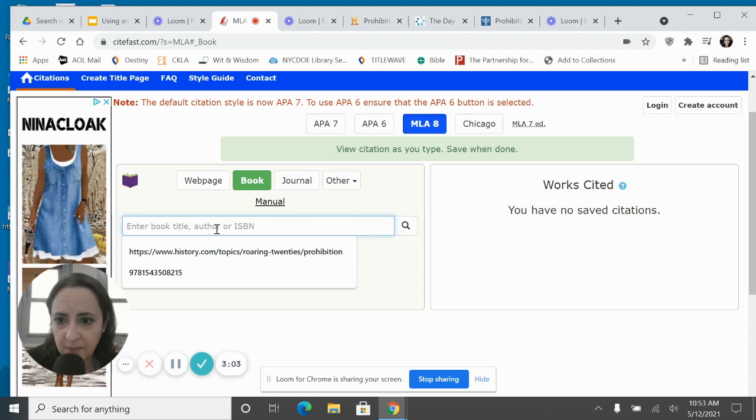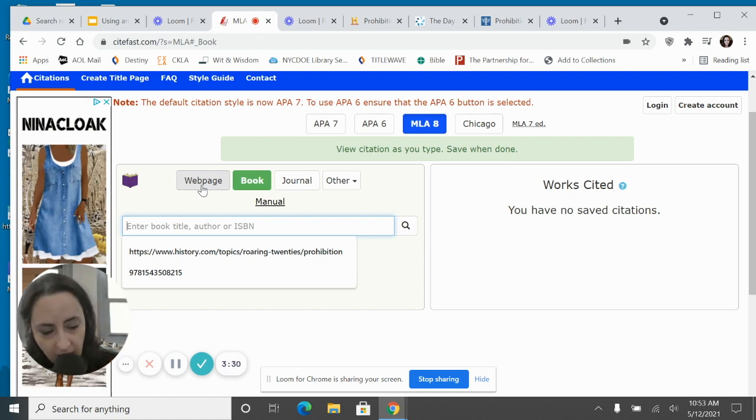Or I have the option of typing in some information. I can try looking it up by title, by author, or by ISBN. The ISBN is the International Standard Book Number, which is a unique number that is given to every book that is published. You can find it. It's the barcode. When you buy a book from a bookstore, it's the barcode they scan at the checkout.